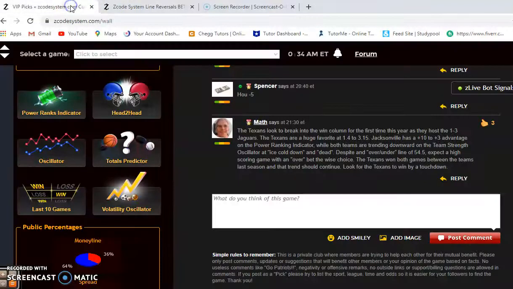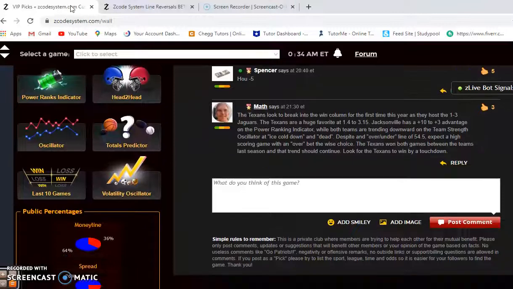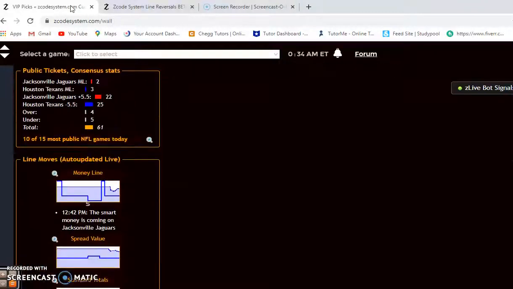So what I'm thinking though is I believe that the Texans will win and probably by a touchdown. I think it's going to be a good game, but I think Houston has a good chance of coming away with a win on this one.